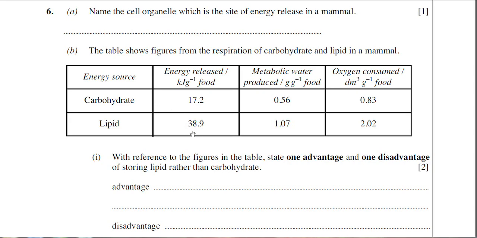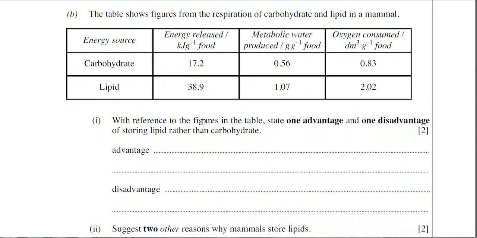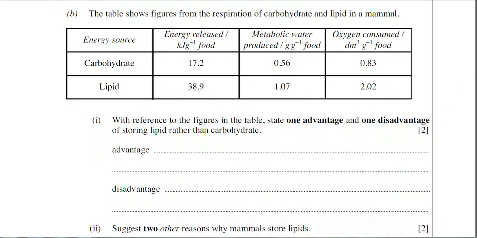So we'll write that in later. Let's have a look at part B. It gets a bit more interesting here in part B. You've got a table now that's looking at carbohydrates and lipids, and basically how much energy is released from each of those molecules, the metabolic water produced, I'll explain what that is in a moment, and the oxygen consumed. So we've got all the units as well for these various aspects here, but energy released.